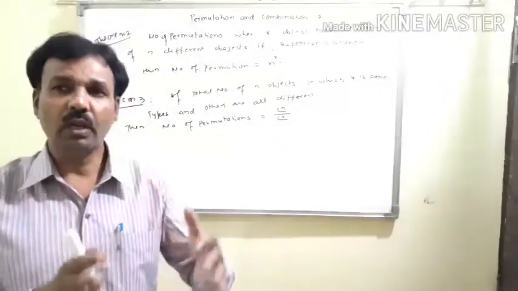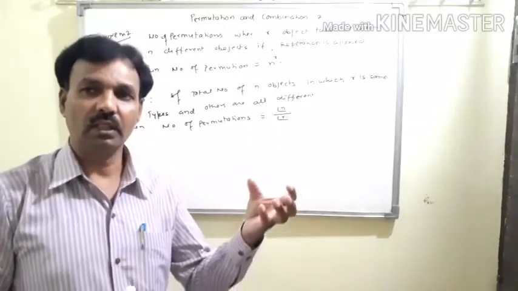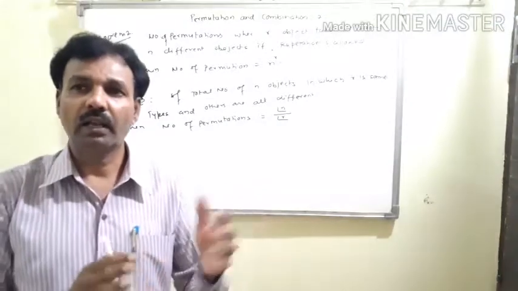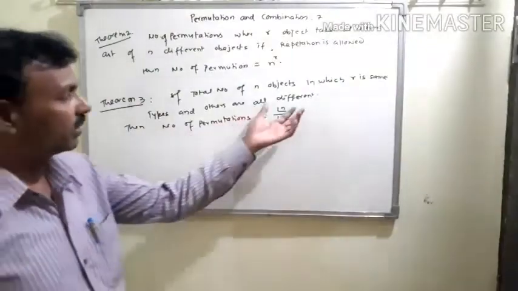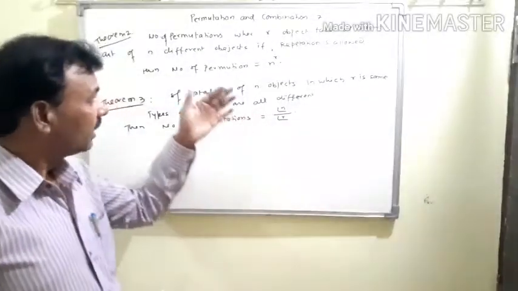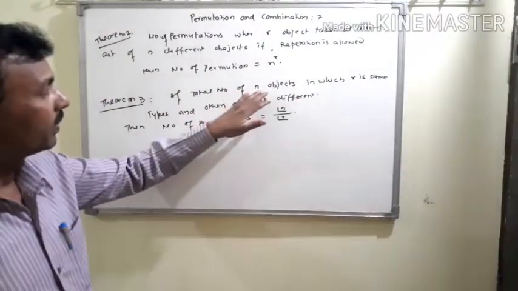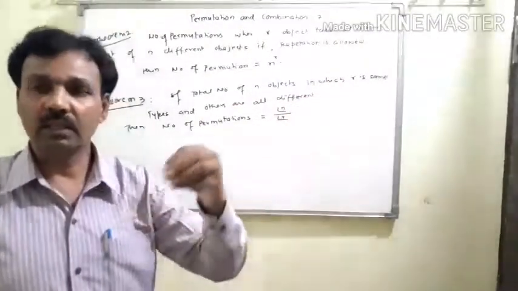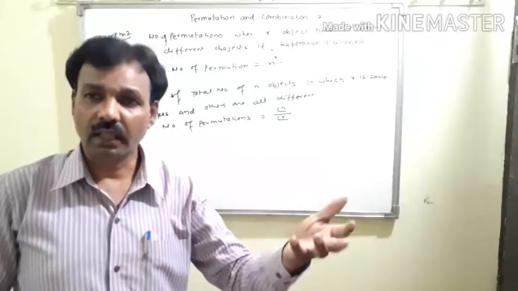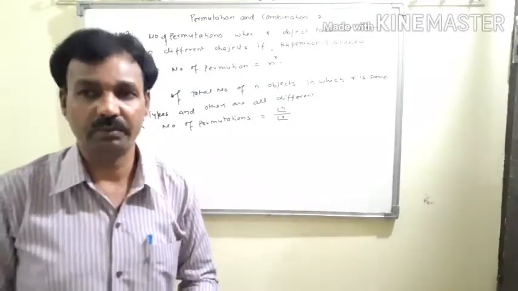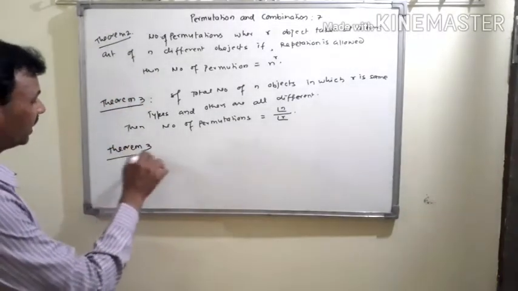That means out of n objects, there are only two kinds of objects. Some objects, denoted by r, are of the same type, and the other objects are all different. Then the total number of permutations will be factorial n upon factorial r. But this changes if, out of n objects, r are of the same type, p are of another type, and q are of yet another type. Then how many total permutations? This is denoted by theorem 3.